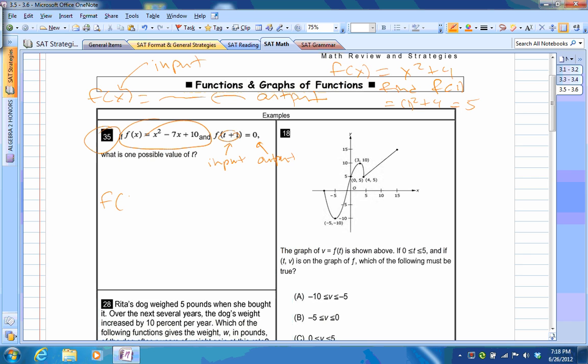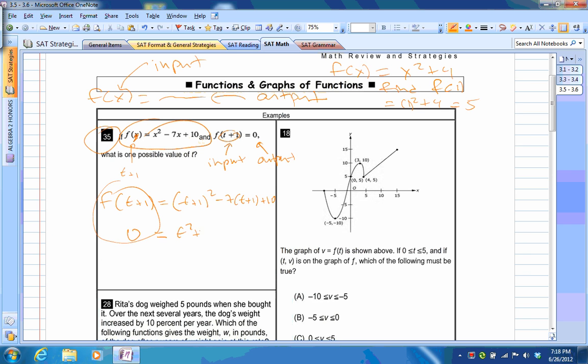So if I replace x with t plus 1, that means that on the other side of the equation, when we have x squared, it'll be t plus 1 squared. When we have 7x, it'll be 7 times t plus 1. And of course, 10 is just still 10. And remember, you're told that f of t plus 1 equals 0, so your output has to be 0. So by plugging in t plus 1 for x, so x is gone, you replace it with t plus 1, and again, f of t plus 1 equals 0. So you see that connection I make here.